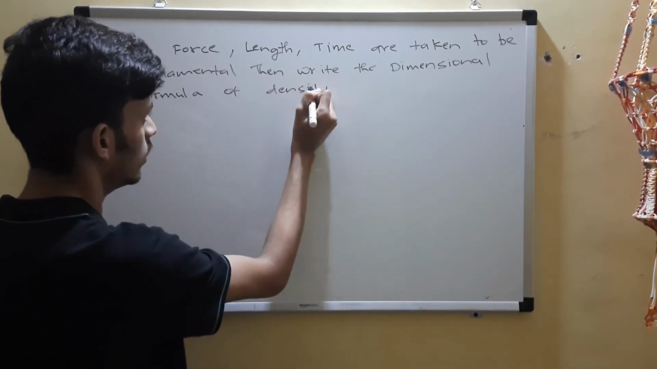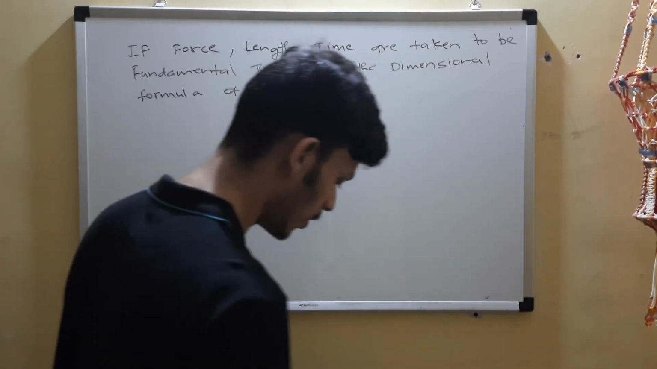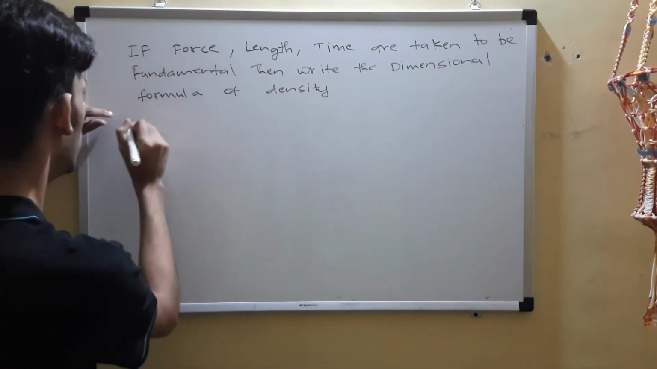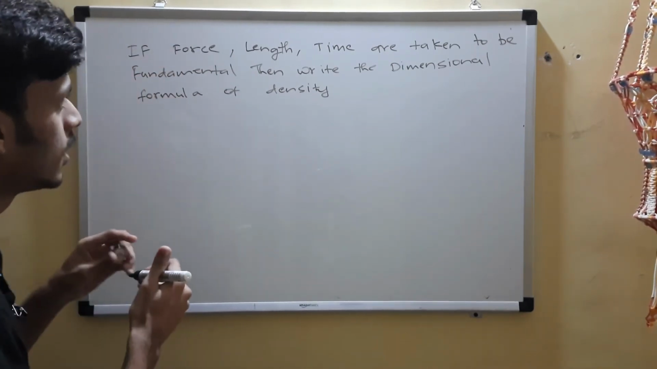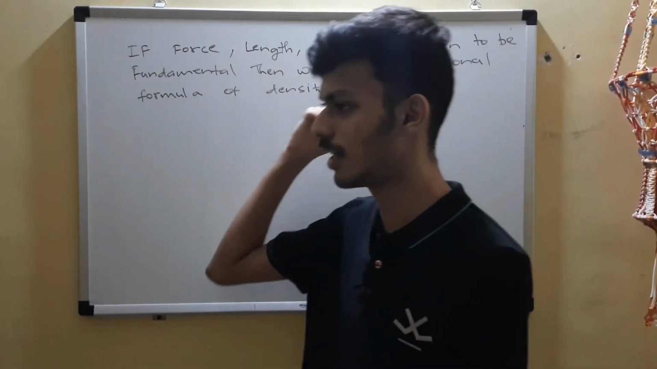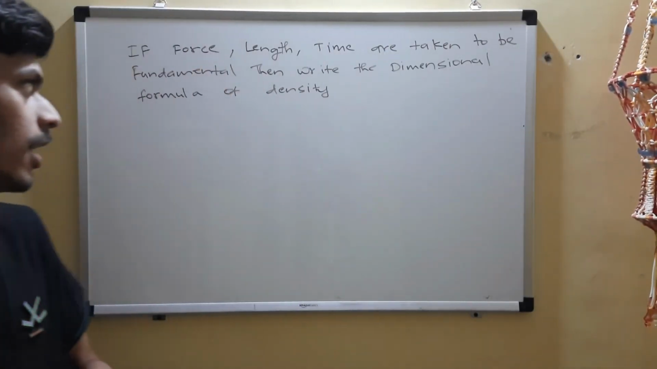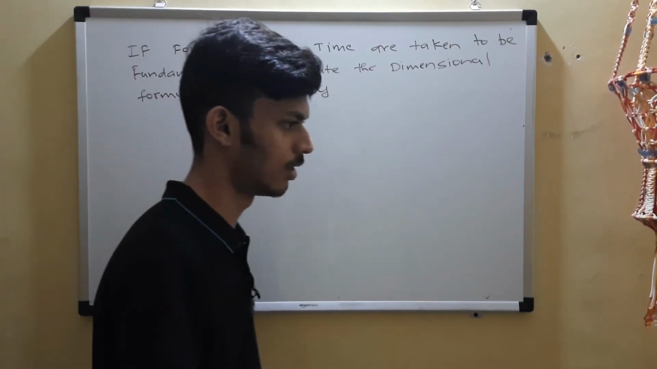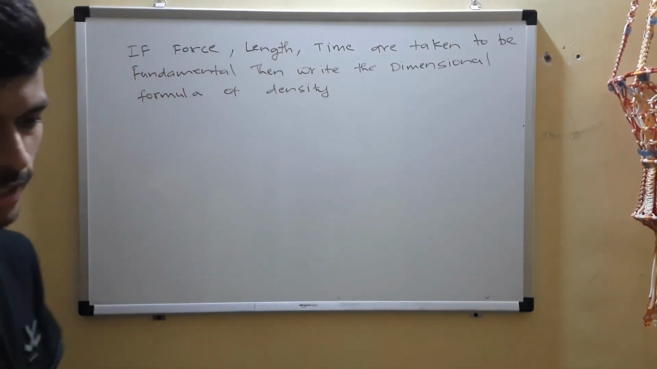Okay, this is from the book H.C. Verma. You can surely try it. Well, it's just framed differently. So they say instead of taking mass, length, time as fundamental, you take force, length and time to be fundamental. And tell me what the answer will be for the dimensional formula of density in those terms.